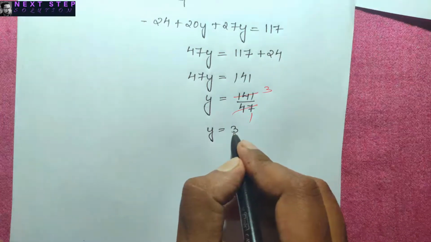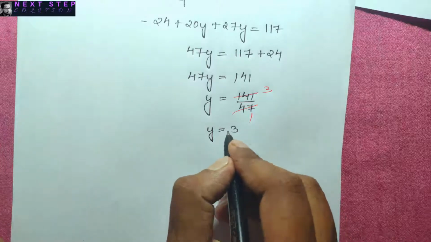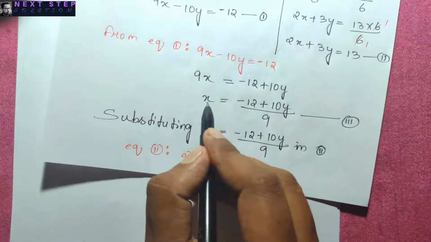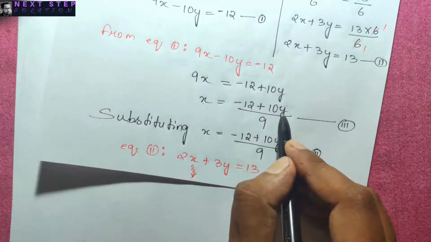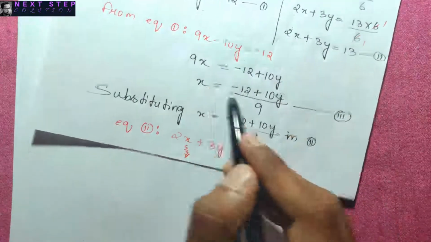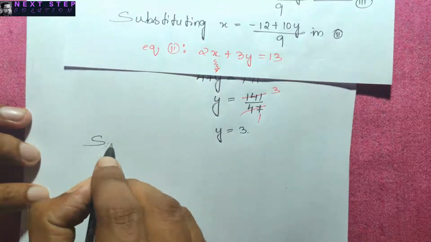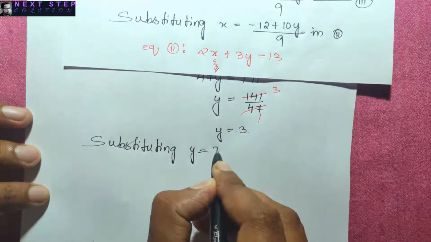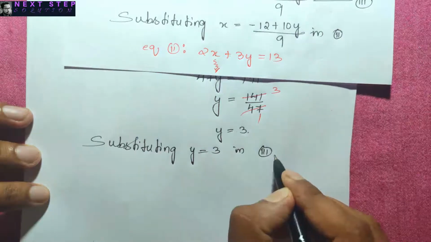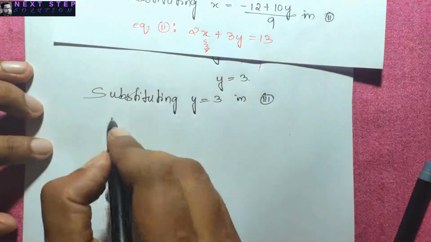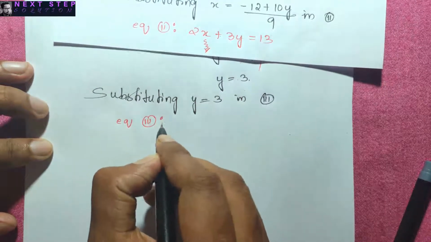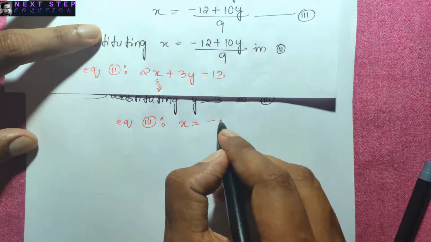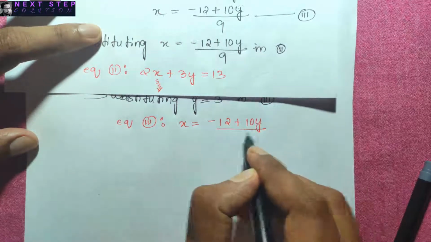Now after getting y equals 3, we need to find out what is x. So we will substitute this value of y in equation 3. Equation 3 was this one. Here we can find out what is x if we put the value of y here. So y is 3, which we will put here, and we will get the value of x. So substituting y equals 3 in equation 3. Now let us write down what is equation 3 first of all. Equation 3 is x equals minus 12 plus 10y divided by 9.